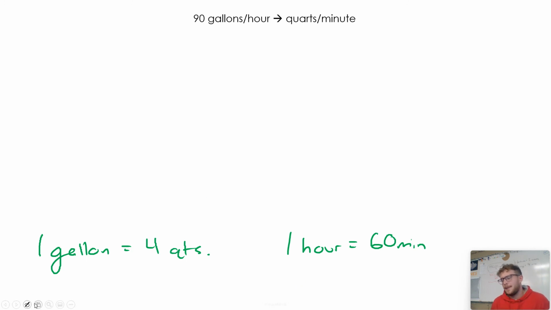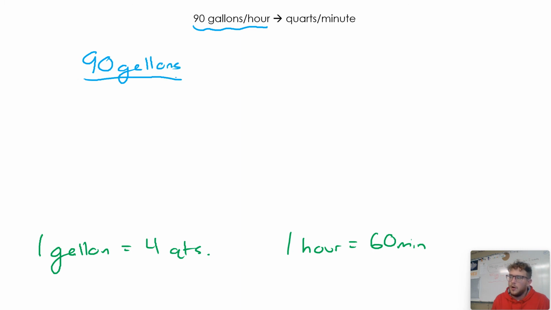Well, remember, you're going to set up every problem the same. You're going to set it up starting with what you're trying to convert. I'm trying to convert my 90 gallons per hour, or every 1 hour. And so that's what I start with. And then I need to multiply that by a conversion. Well, which conversion do I do? Do I do the gallons to quarts first, or do I do the hours to minutes first? And the answer is it doesn't matter.